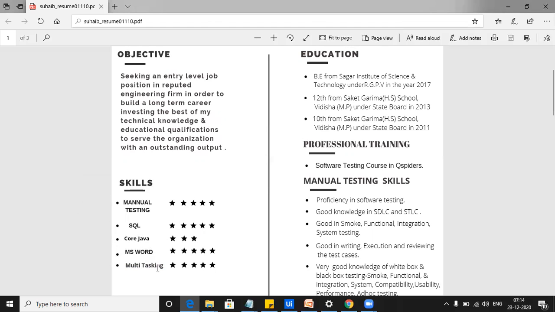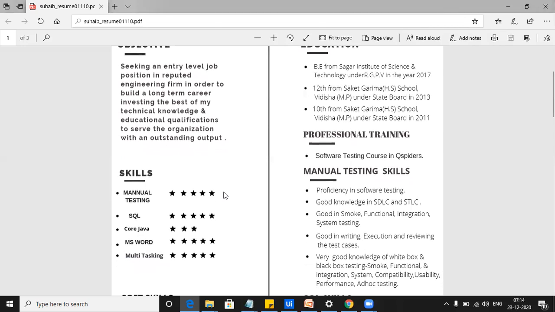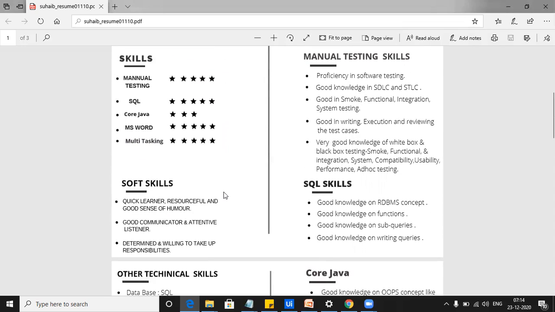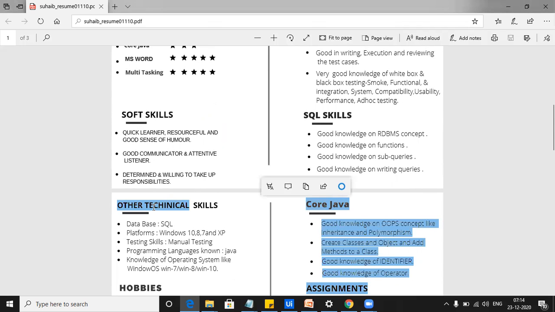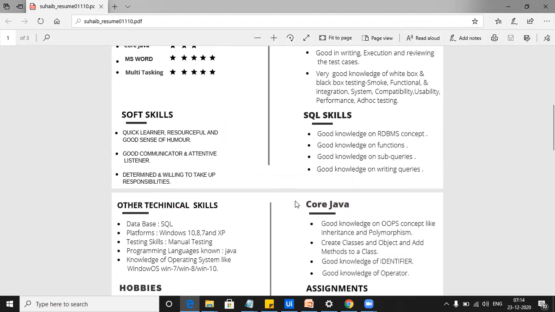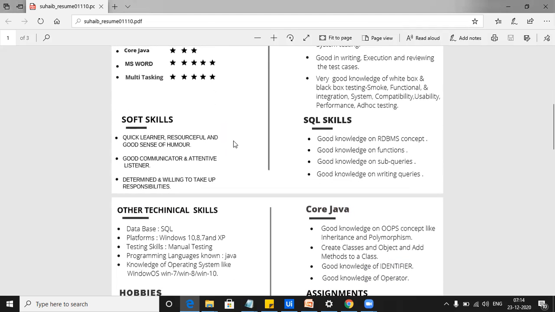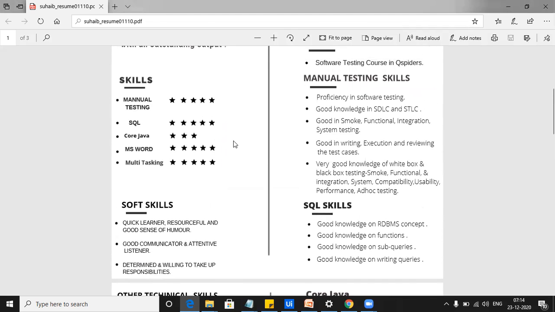Multitasking should not be added into the skills. You should only make one category, that is technical skills, right? Other technicals, again over here you can see there is a spelling mistake in the technical skills. So what you can mention is one technical skills as an umbrella, and then beneath that you can mention all about testing skills. You are having all the knowledge about SQL skills.